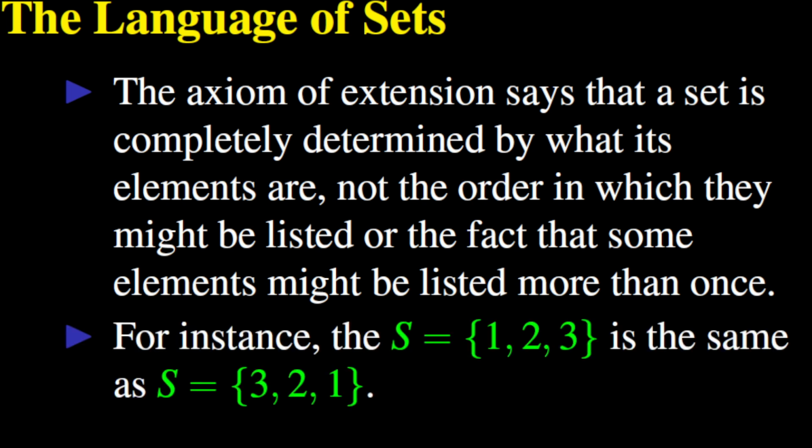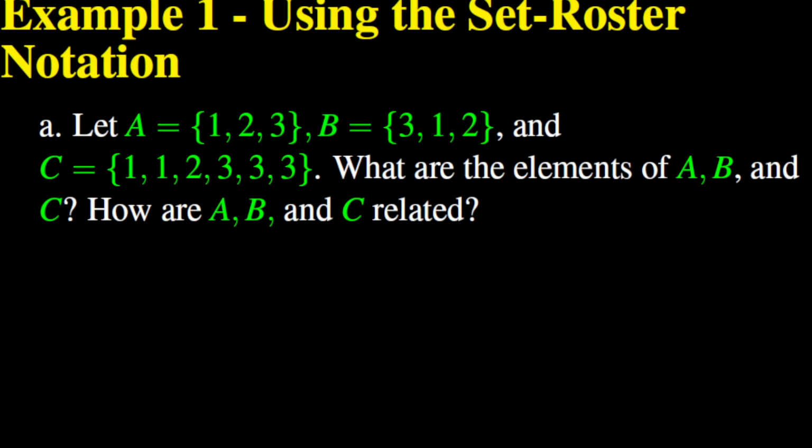For instance, the set with elements 1, 2, and 3 is the same as the set with elements 3, 2, and 1. Which means that the order of elements is not important, but it is the elements themselves that form a set. They can be listed in various forms but it will not change the core structure of the set. Let us look at this first example.